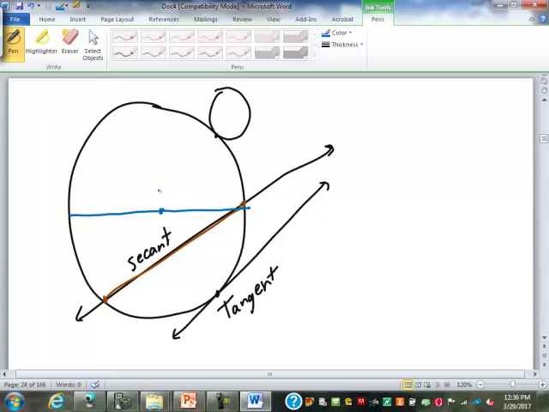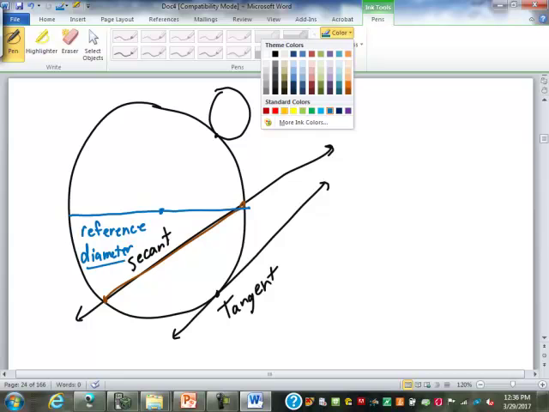This blue line that I just drew in is a diameter. That's what we're going to refer to as a reference diameter. A reference diameter is usually horizontal. For our purposes, it will always be horizontal. And it's used to reference different points and features of the circle.